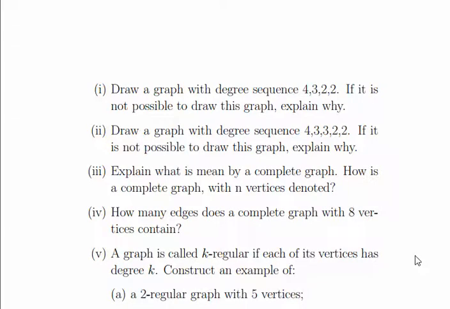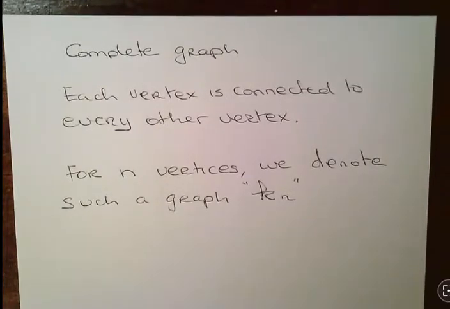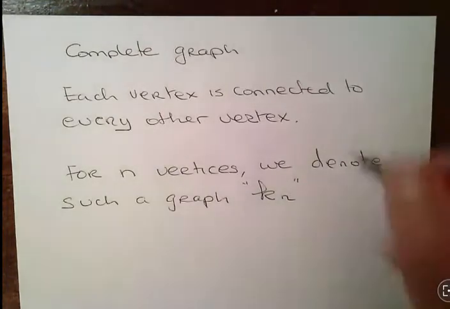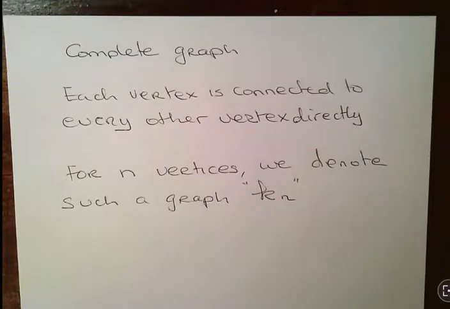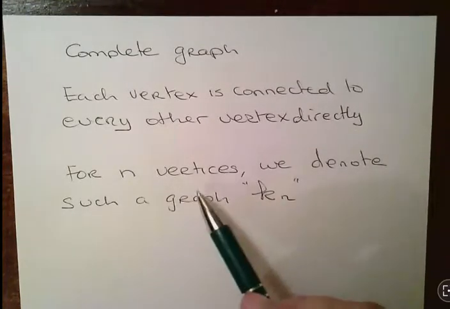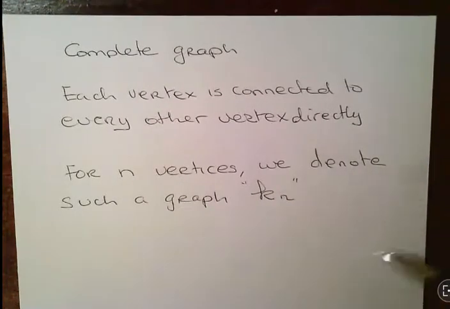Okay, the next question asks us to explain what is meant by a complete graph and how a complete graph with n vertices is denoted. So complete graph: each vertex is connected to every other vertex by a single edge directly, not indirectly through another vertex. And for n vertices, we would denote such a graph K subscript n, capital K and subscript n.